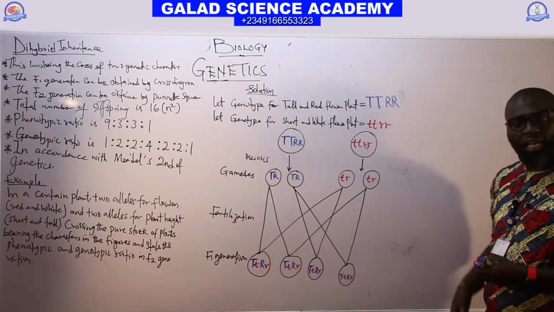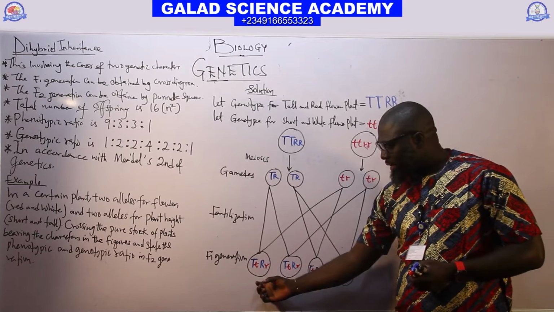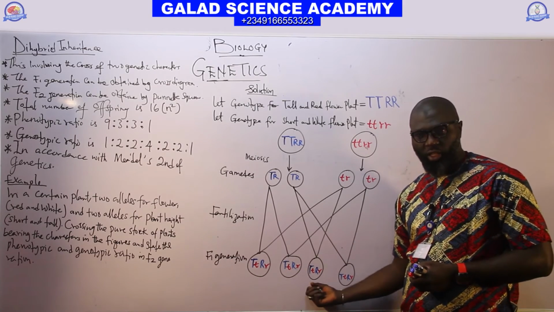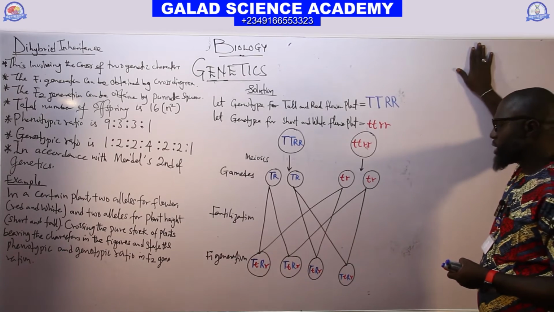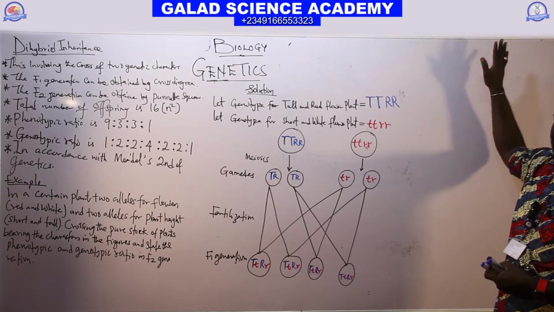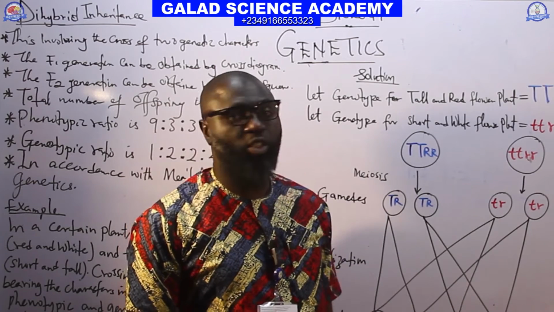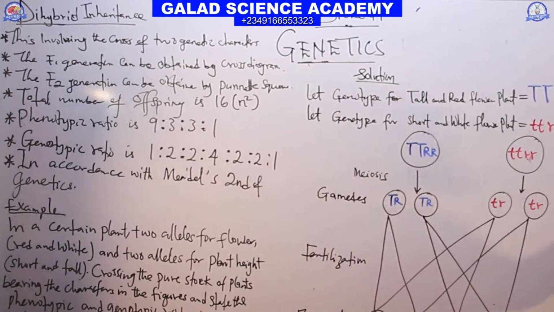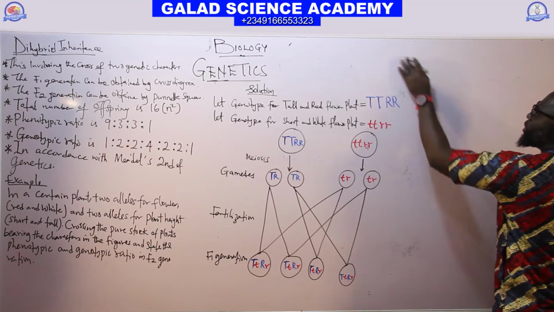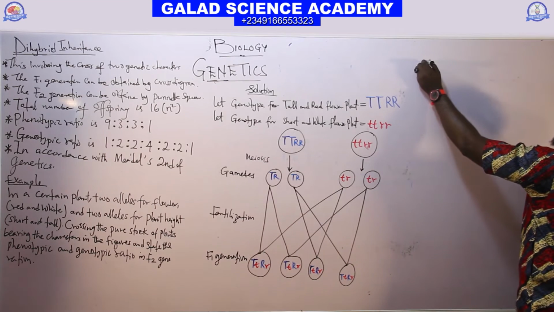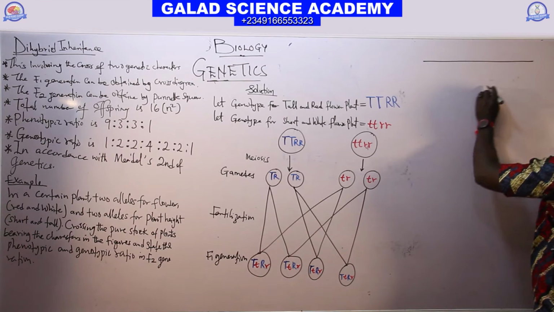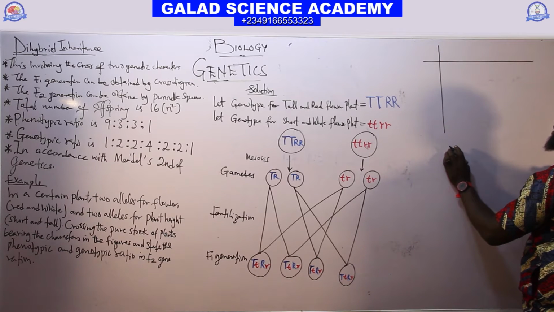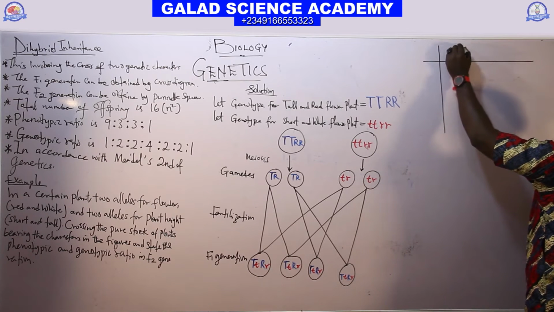So the next thing that we'll do now is take the two parents here in the F1 generation to the F2 generation, the second filial generation. We will apply what we call the Punnett square. So by using the Punnett square, we will have four gametes.